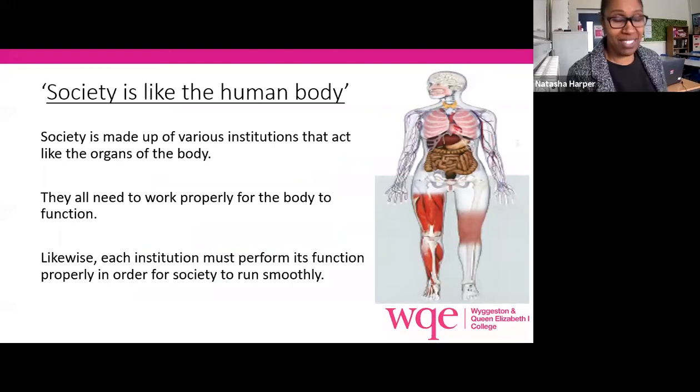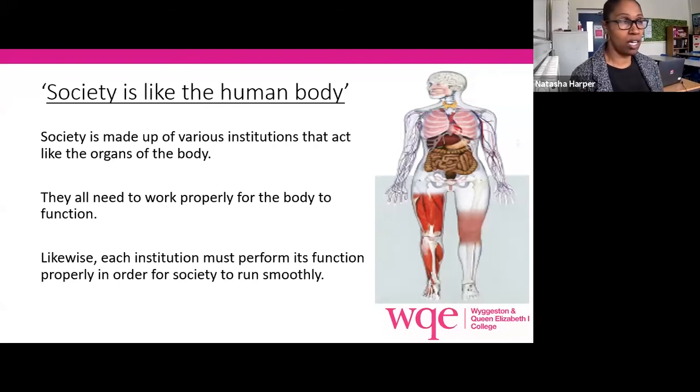So if we think about society, yes, we are the people that make up society, but some sociologists argue that society is essentially like a human body. So if we think about the human body, it has various different organs. All those organs have different functions that make up the whole. And like the human body, society has various different institutions that all work together to maintain the whole.